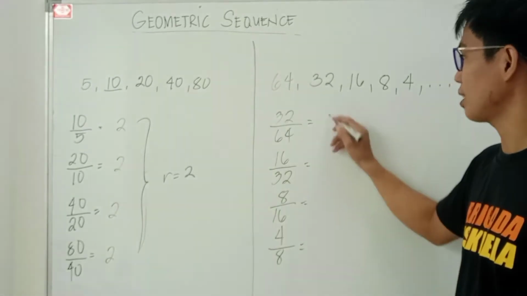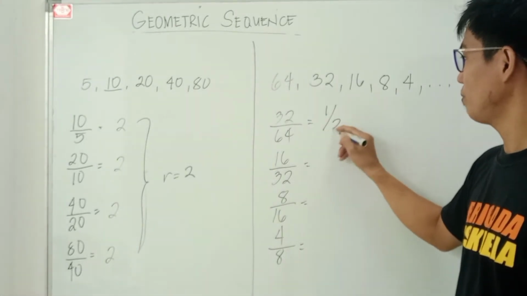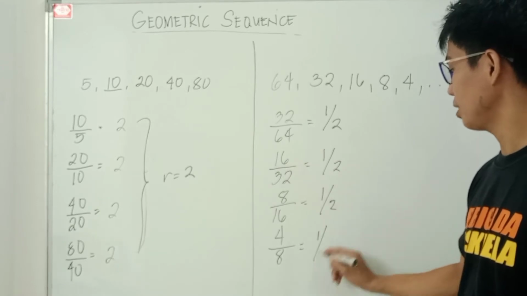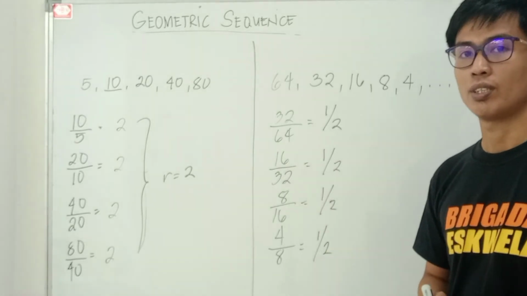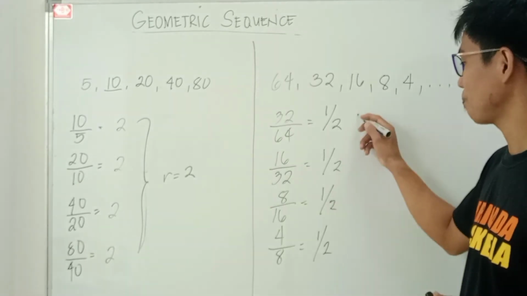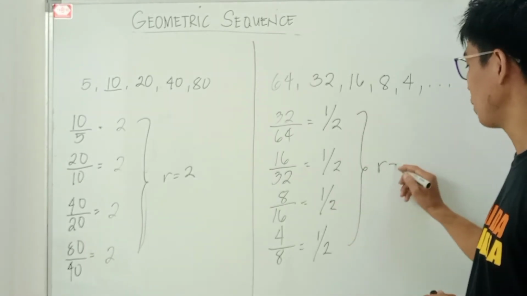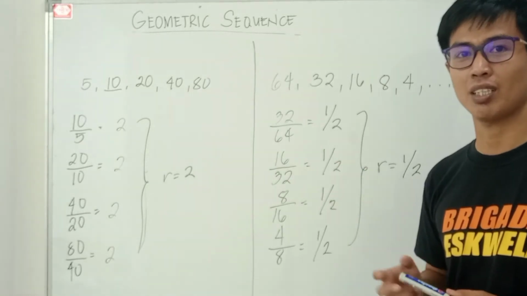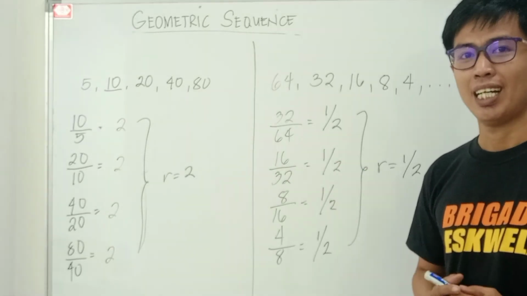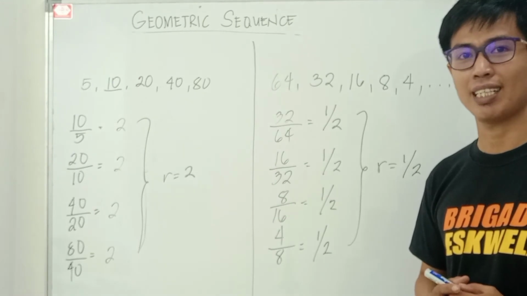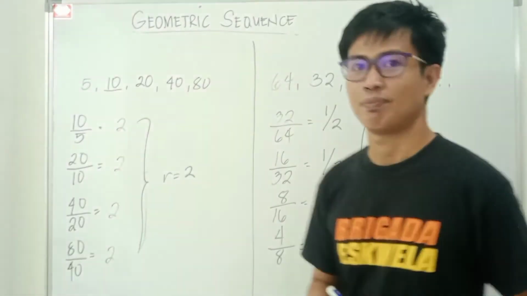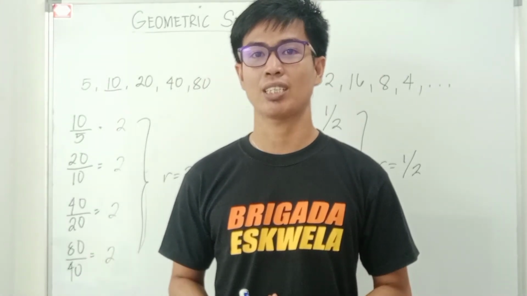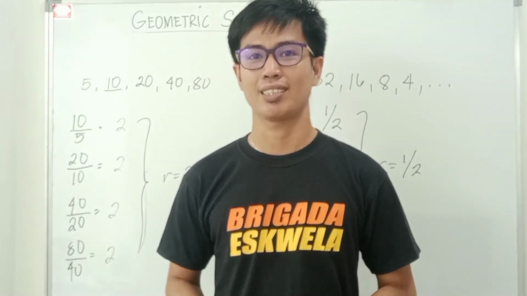Then, i-divide na natin isa-isa. So, we have 1 over 2, 1 over 2, 1 over 2, and 1 over 2. Since pare-parehas silang 1 over 2, the common ratio is 1 over 2, and this is an example of a geometric sequence, specifically an infinite geometric sequence. So, ganun niyo po malalaman or ma-identify kung ang isang given ay geometric sequence.